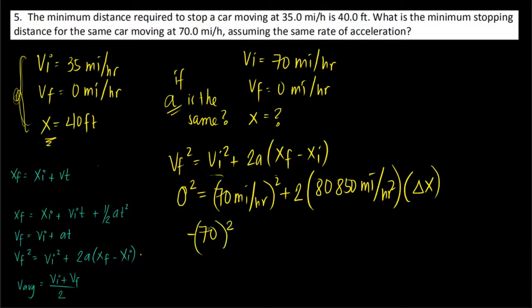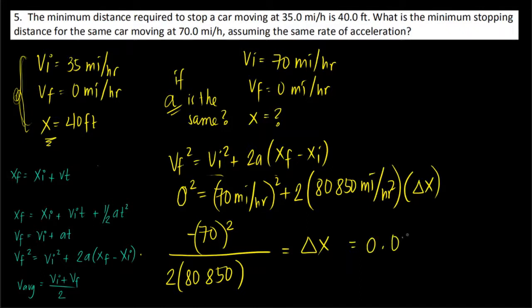Negative 70 squared all over 2 times 80,850. And this is equal to delta x. Okay. So, with that, that is 70 squared over 2 times 80,850. Okay. So, ang ato nga delta x is 0.03 miles. Okay. Kay miles ang ato nga unit subong.